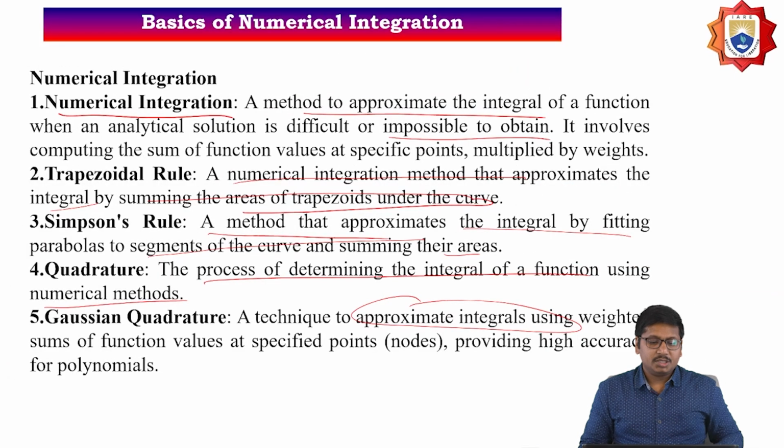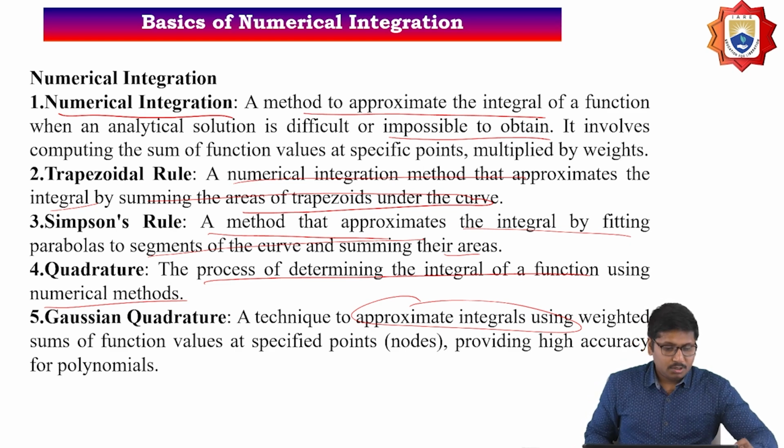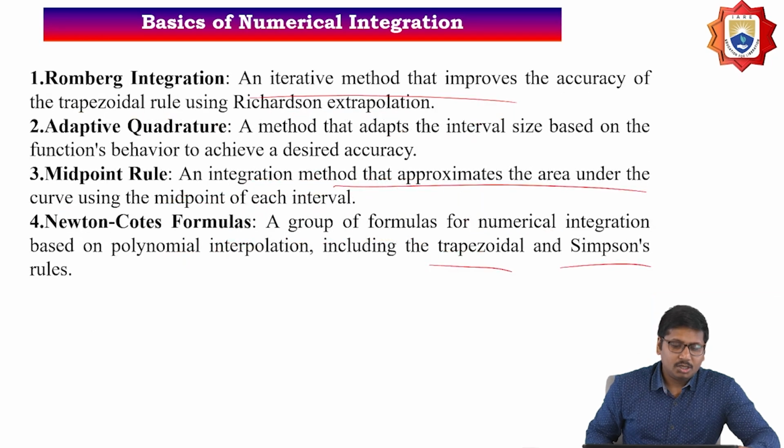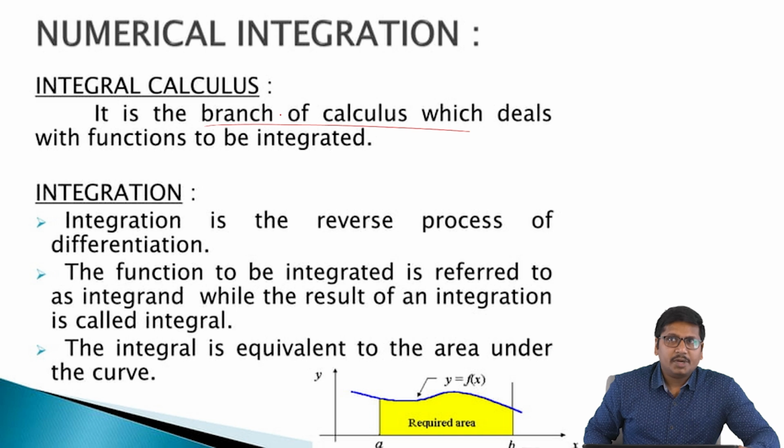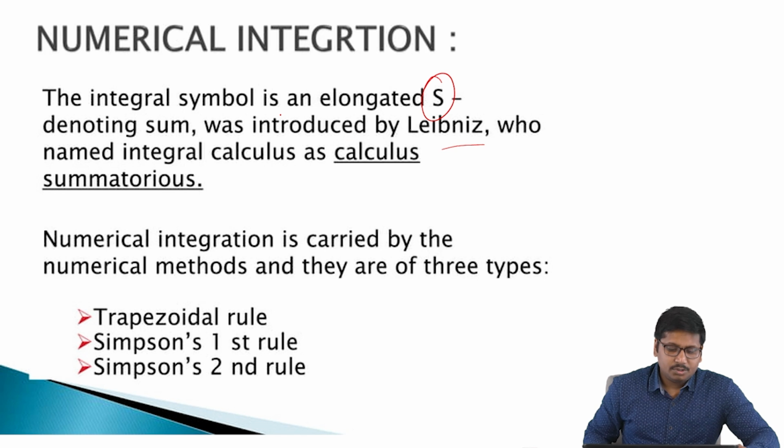Some of the basic terminologies I explained are numerical integration, trapezoidal rule, Simpson's rule, quadrature, and Gaussian quadrature. Others are Romberg integration, adaptive quadrature, midpoint rule, and Newton's Cotes formula. Normally this is the branch of calculus which deals with integration, where the integral is equivalent to the area under the curve.